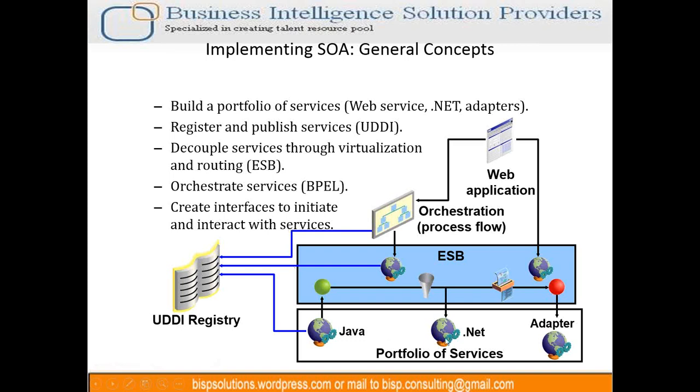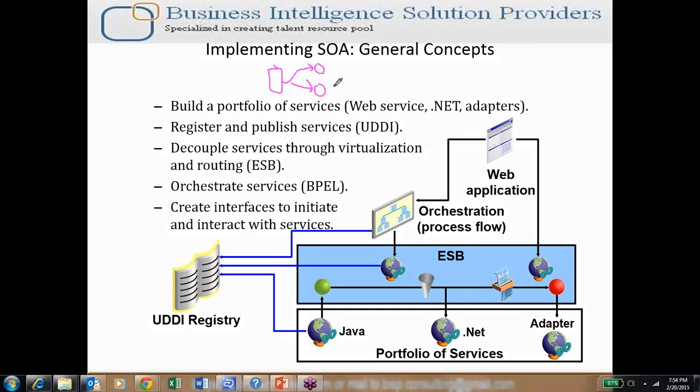Then you can use the enterprise service bus or mediators to route the data or virtualize the data. What does it mean? Routing means sending from one source to multiple targets. Like suppose there is a Siebel system which is to send the data to multiple places. One is Oracle apps, another is SAP. So this sending to multiple places is called routing.